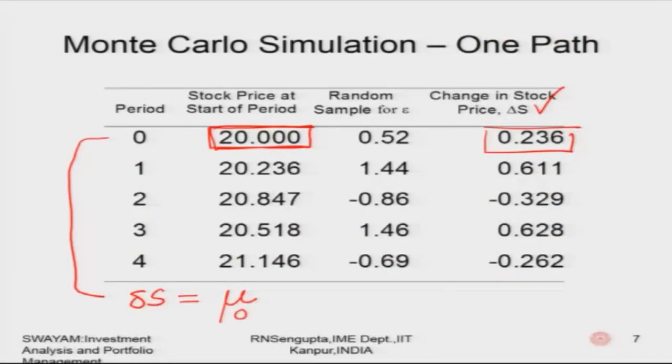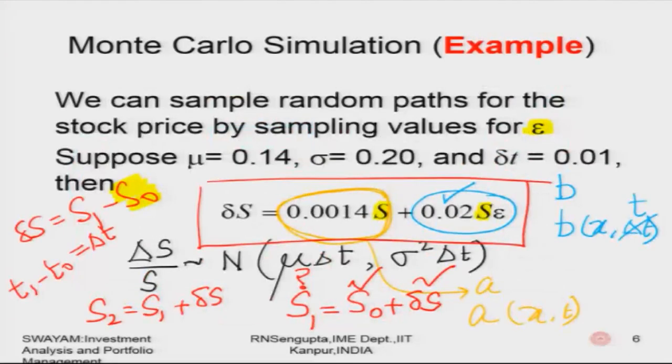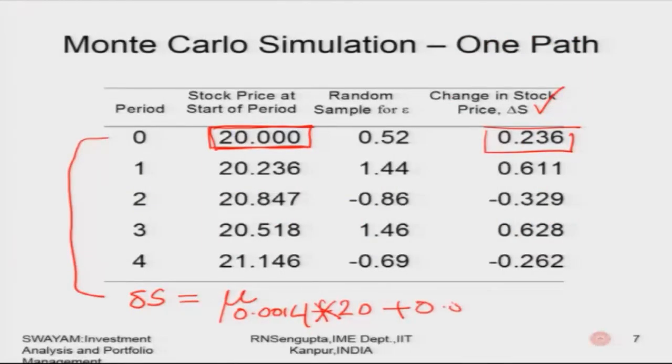So, this is 0.0014 into S, which is 20, plus this value of standard deviation, which is given as 0.02 into S, which is 20, into epsilon, which is 0.54. So, if you put these values, you would be getting the result.